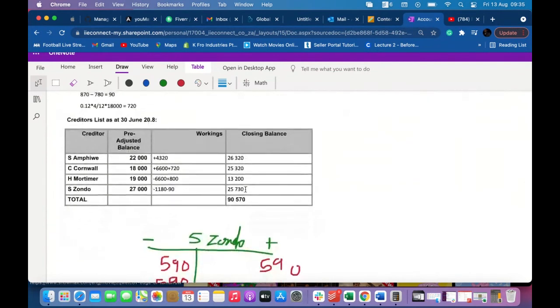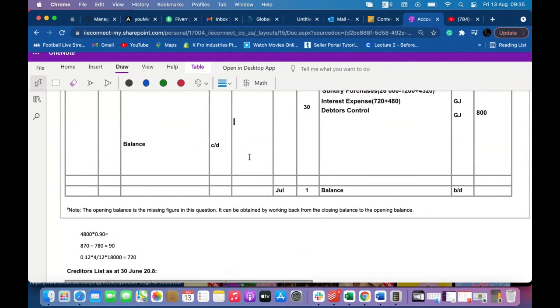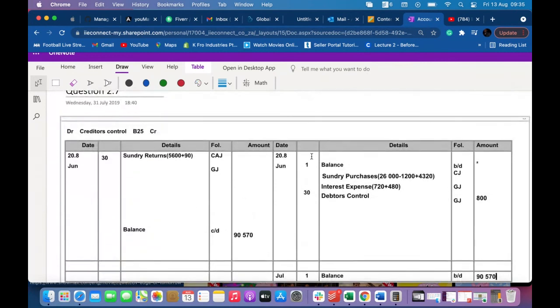So what is that? 90,570. It's going to be here as well. Right. Then, before we work our way backwards to get our new balance, whatever it should be, let's fill out the stuff we needed to do.